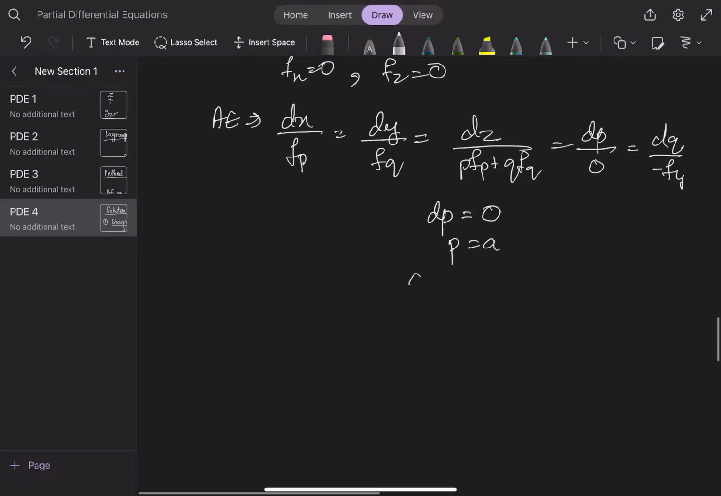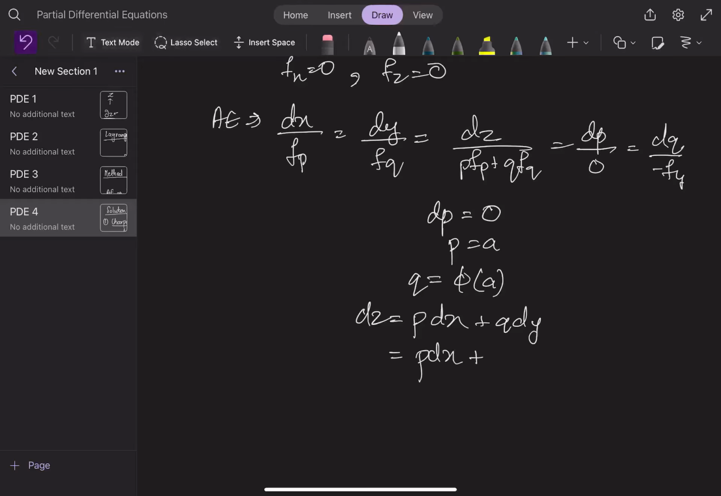Now you can find q in terms of a using the equation that you were given in the question, like we did before. Then you'll write dz is equal to p dx plus q dy. Replace p with a and q with phi of a, and then integrate.